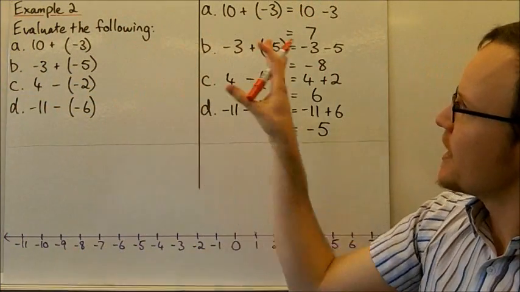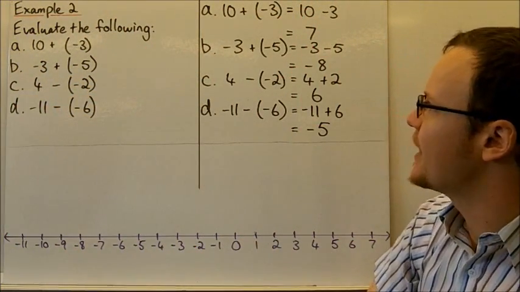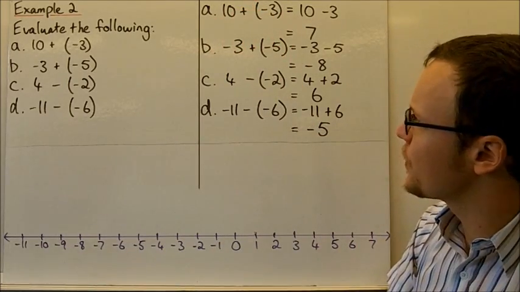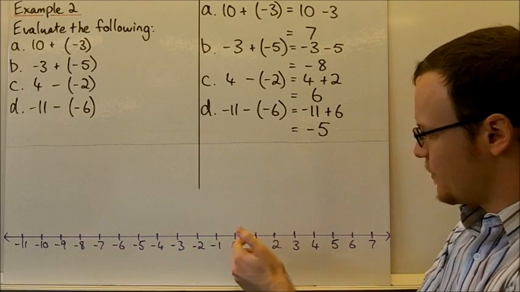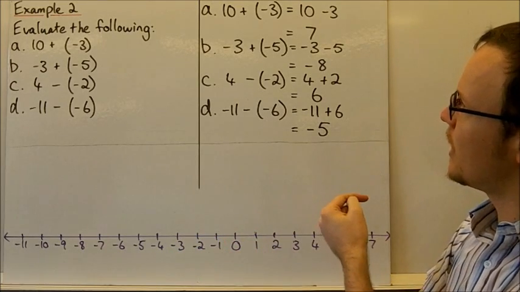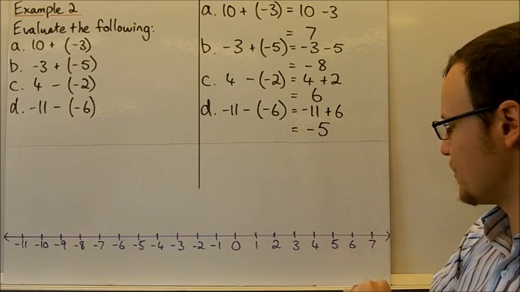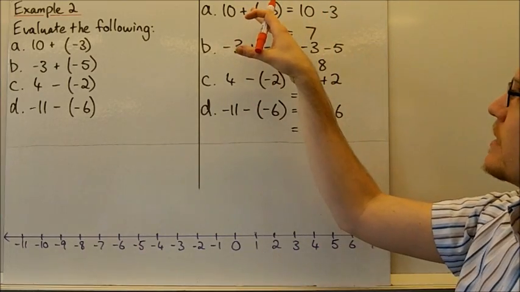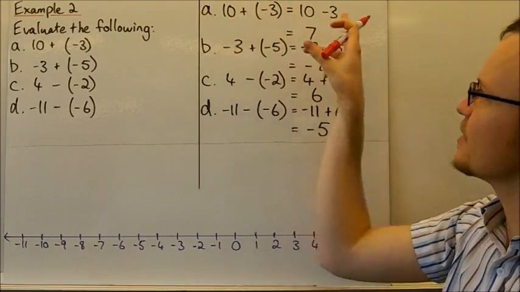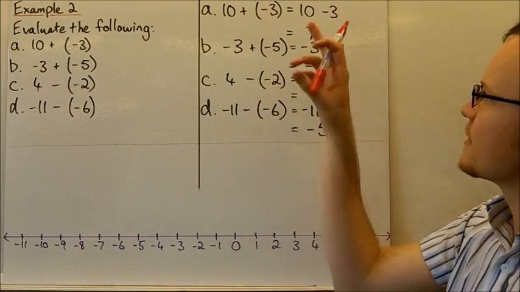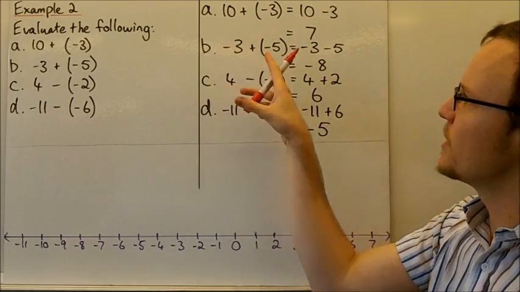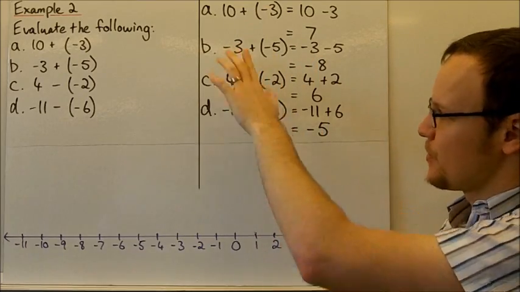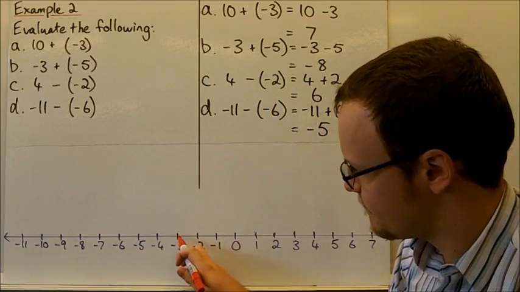Last examples for today, looking at adding and subtracting negative numbers. 10 plus negative 3: if we're adding, we'd be moving to the right, but the negative counteracts that, so we minus 3 and we get 7. Here, negative 3 plus negative 5.